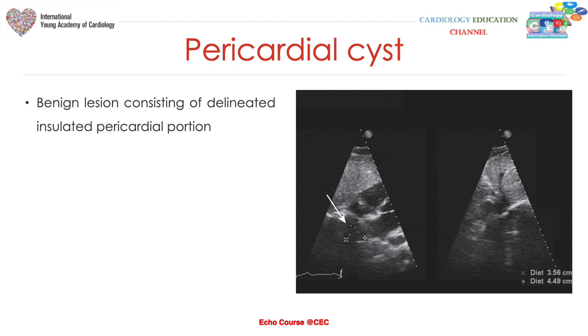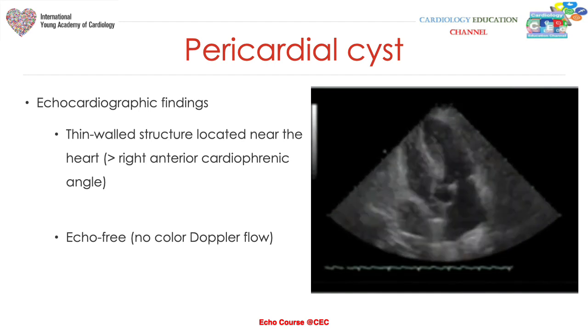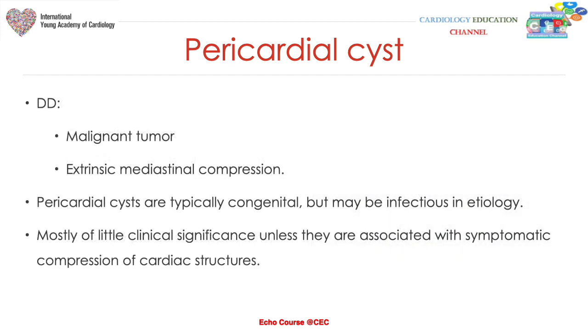Another rare entity of the pericardial diseases is the pericardial cyst, which is a benign lesion consisting of a delineated, insulated pericardial portion. By echocardiography, it appears as a thin-walled structure located near the heart, more to the right and at the cardiophrenic angle, and it's usually echo-free with no color Doppler flow across it. The main problem here is the differential diagnosis. It should be differentiated from malignant tumor or extrinsic mediastinal compression. Pericardial cysts are typically congenital but may be infectious in etiology, and are mostly of little clinical significance unless there is associated symptomatic compression of the cardiac structures.